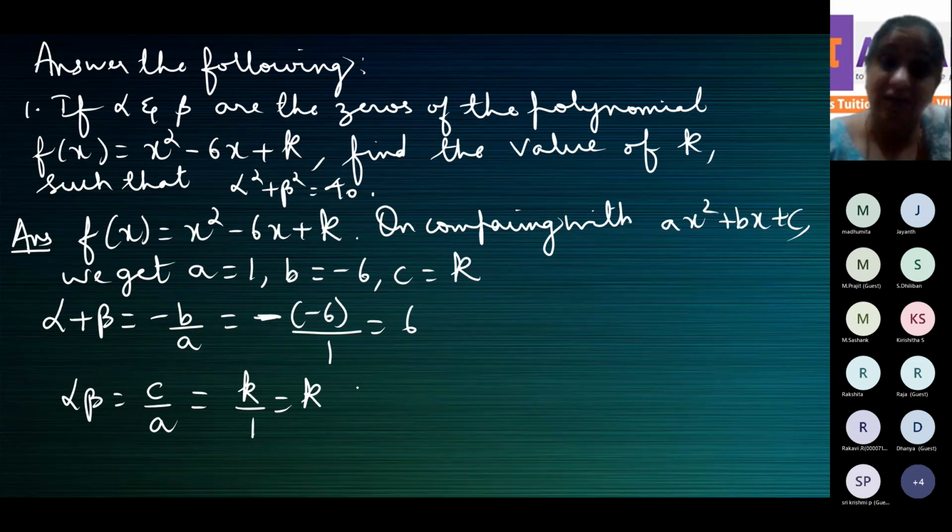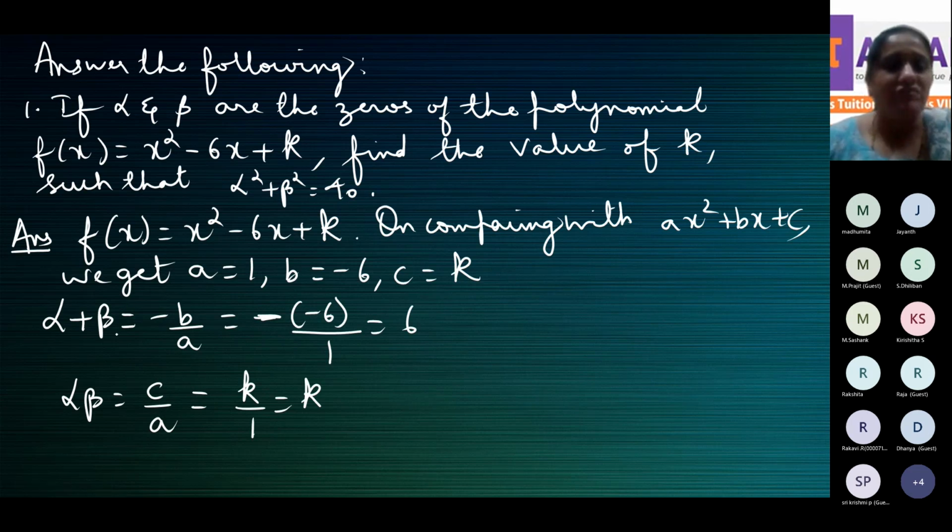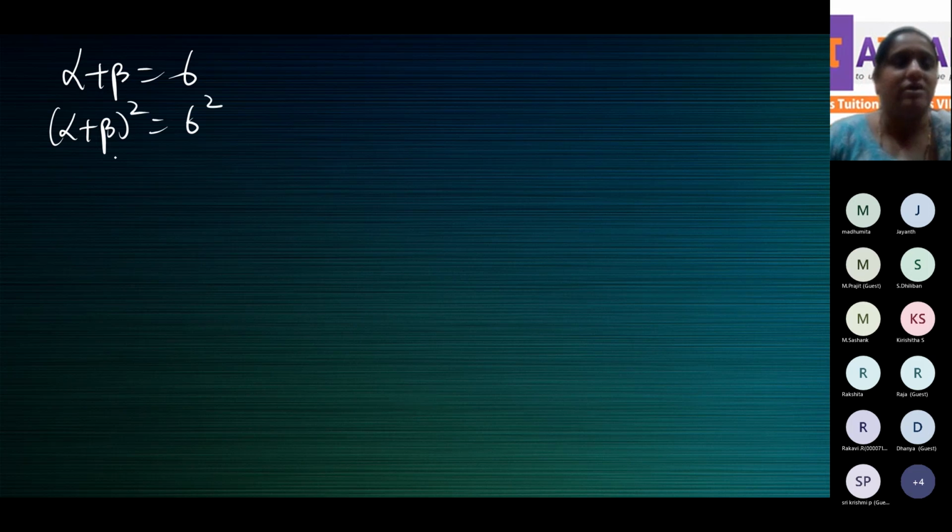And to find the value of k, they've given you some other information. Alpha square plus beta square is equal to 40 is given to you. Now please see here. I'll do it in two ways. You have that alpha plus beta is equal to 6. Now square this on both the sides. So alpha plus beta, the whole square is equal to 6 square. Alpha plus beta, the whole square is alpha square plus beta square plus 2 alpha beta, which is equal to 36.